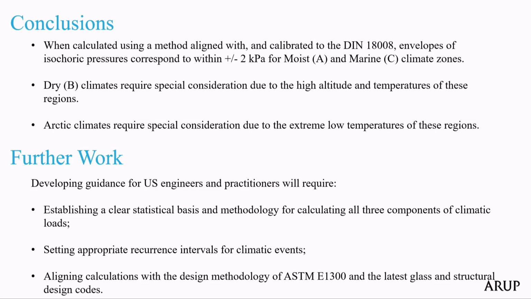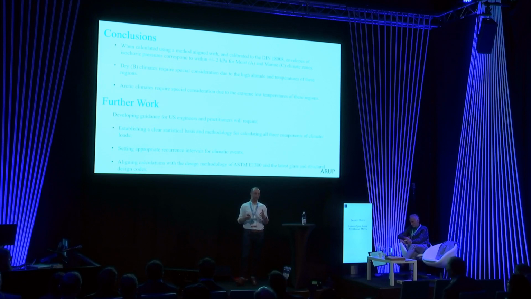But I hope this is the beginning of a conversation around this topic, and I think there's a lot of further work that, as both industry and academia and as designers, we need to think about before we can develop guidance for the United States. I think there needs to be a more clear statistical basis and established methodology for working out these changes and which values to take for each. I think the appropriate recurrence intervals for the climate data need to be considered. What weather data should we use? We used TMY data in this case. And also, a lot more work needs to be done to think about how to align these calculations with the existing calculations defined by the US codes and standards.